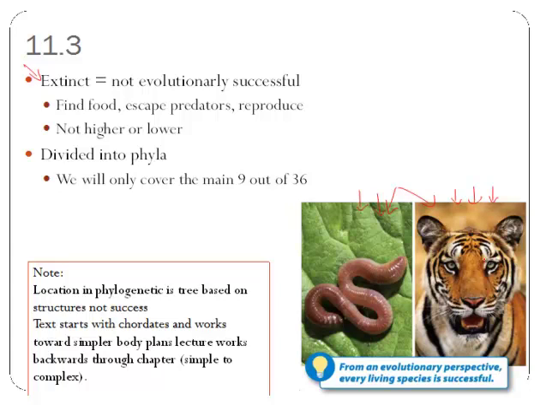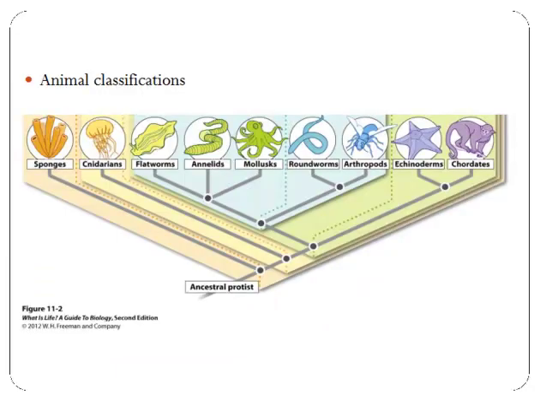In this chapter, we're going to look at only 9 of the 36 phyla. So we're not going to cover all types of animals. We're just going to look at the 9 that you'd be most familiar with and that you'd encounter on a regular basis. Again, we're going to go through sponges, cnidarians, flatworms, annelids, mollusks, and then we'll go through roundworms, arthropods, echinoderms, and chordates. And they all branch from the same ancestral protists.